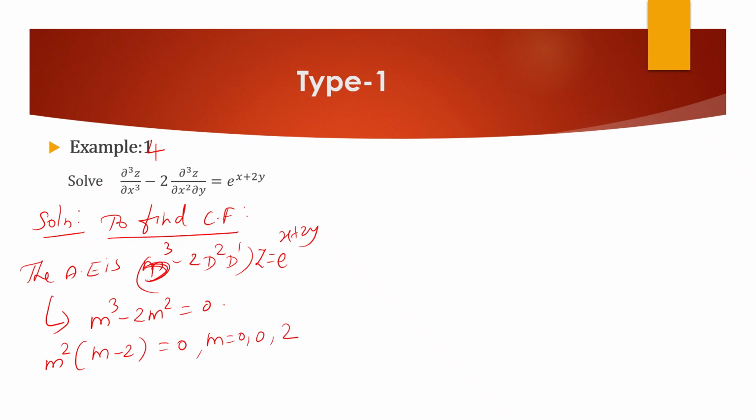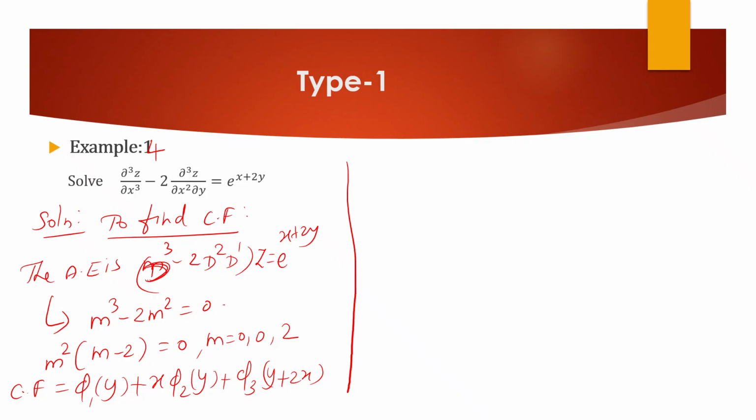So here the first two roots are the same, repeated, and the last one is distinct. So we can write our complementary function as CF is phi 1 of y plus 0x, that is phi 1 of y, plus x into phi 2 of y plus 0x, that is y, plus phi 3 of y plus 2x. So now let us find the particular integral.